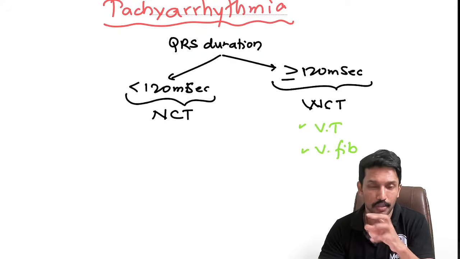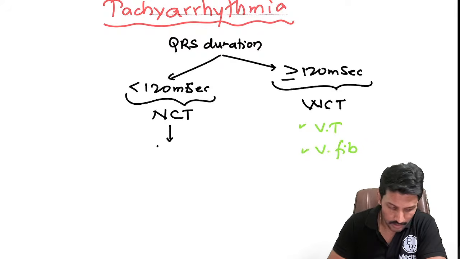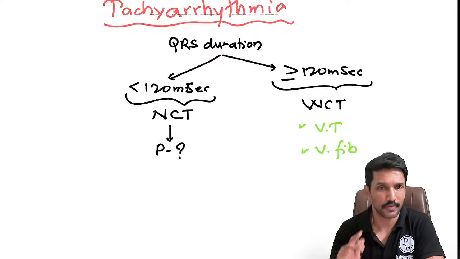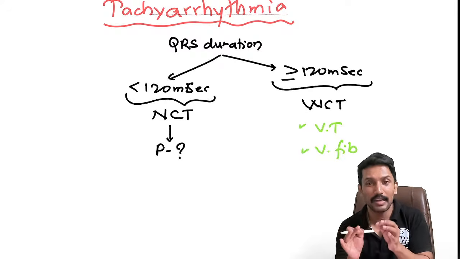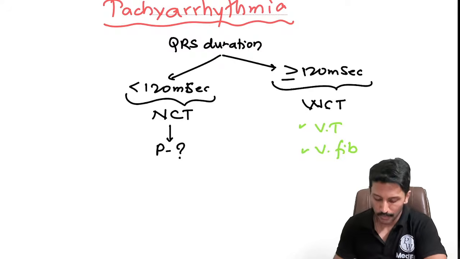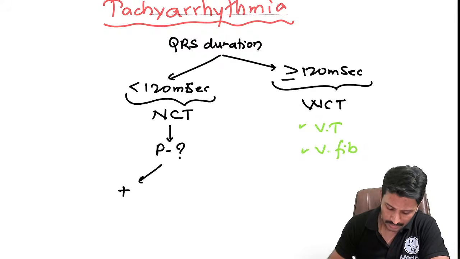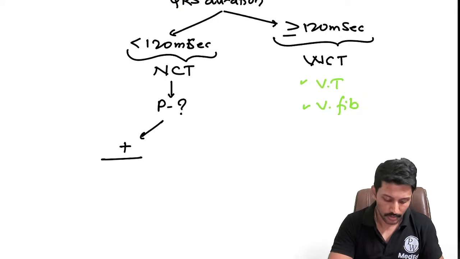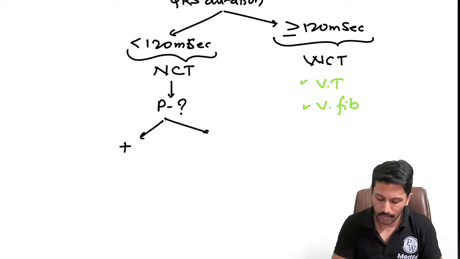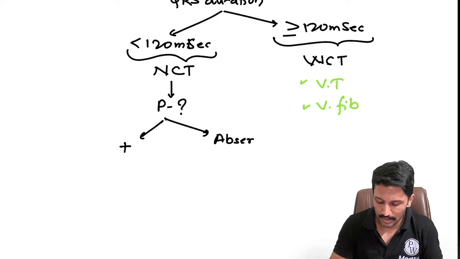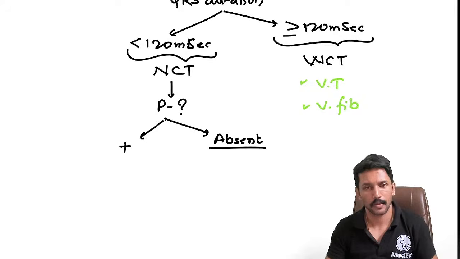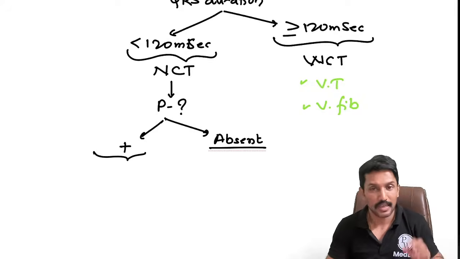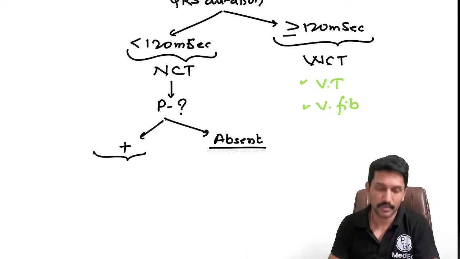Now, how will I differentiate these? If it is narrow complex tachyarrhythmia, you should see the status of P wave, whether they are present, clearly identifiable P waves are present or not. If P waves are present, that means you either have sinus tachycardia or atrial tachycardia, and if the P waves are absent, then it is either AFib or PSVT. Now, how will I differentiate between sinus tachycardia and atrial tachycardia?